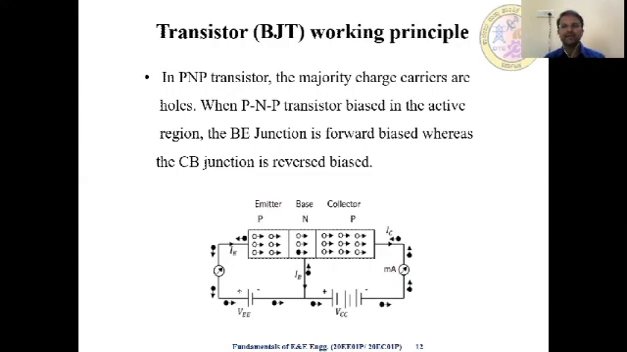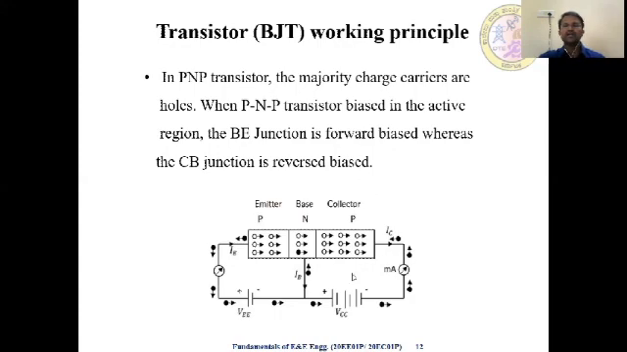When I say the active region, the first junction, usually the emitter base or the base emitter, will be forward biased. And the second junction: there are three terminals, so there can be only two junctions, the base emitter junction and the collector base junction. The second junction, that is the collector base junction, will be reverse biased. When the transistor is connected in such a manner, it is called connected in the active region.